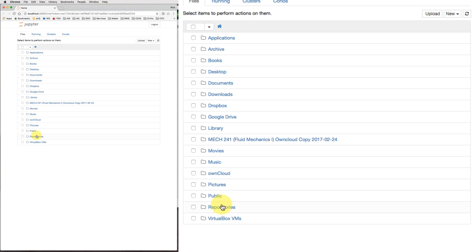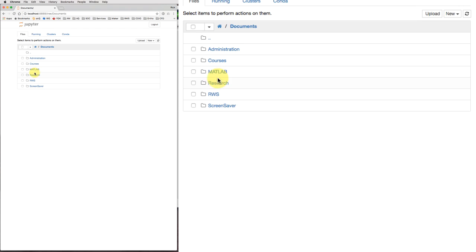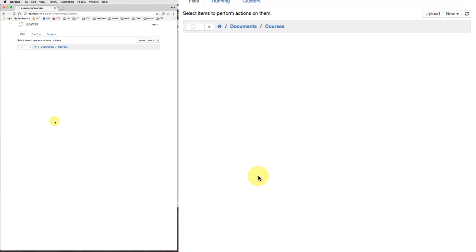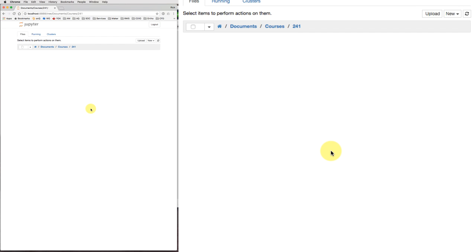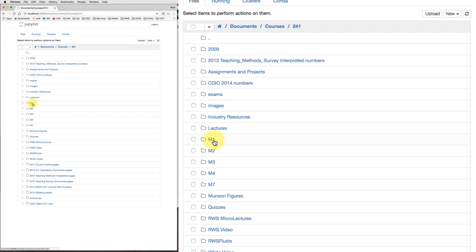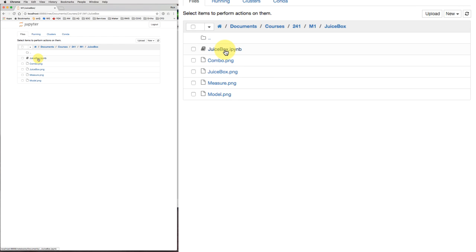Now this is the root of my computer, and in Documents, Mech 241, I've got some of the files I'd like to work on. So I'm moving over to find the files that I'm interested in. They're in Module 1, and they're in here under Juicebox. And we're going to use this Python notebook called juicebox.ipynb in order to understand the idea of how Jupyter works.